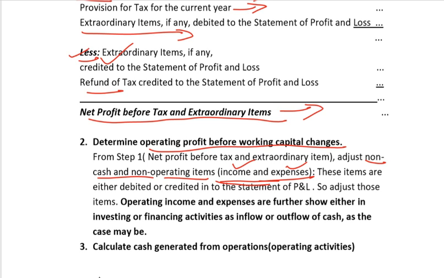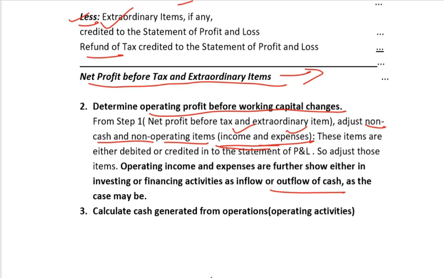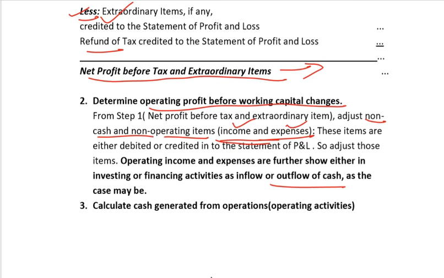Like that, we are adjusting one by one item. What are the items available in our question? That is the financial statement. We are adjusting all other things. That is, non-operating income and expenses are further shown in either investing or financing activities as inflow or outflow of cash, as the case may be. And next, we got this amount. What is this amount? The operating profit before working capital changes.